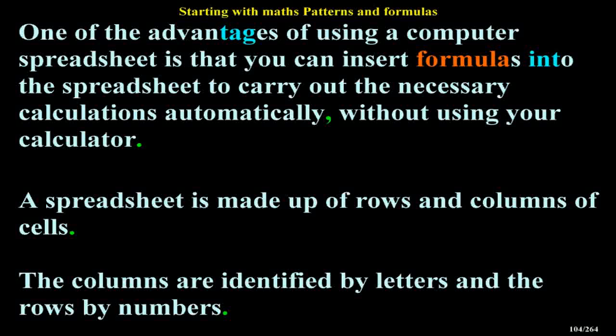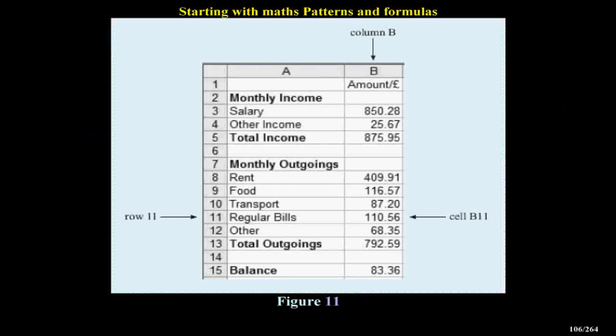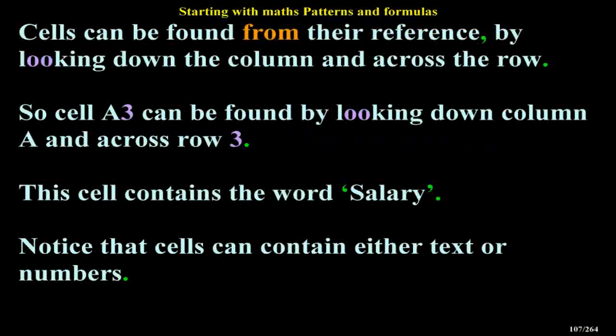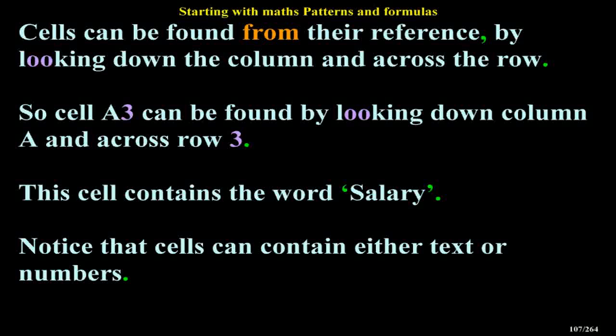A spreadsheet is made up of rows and columns of cells. The columns are identified by letters and the rows by numbers. This enables you to identify each cell in the spreadsheet. For example, the number 156 is in column B, row 11, so this cell is B11. Figure 11: cells can be found from their reference, by looking down the column and across the row. So cell A3 can be found by looking down column A and across row 3.